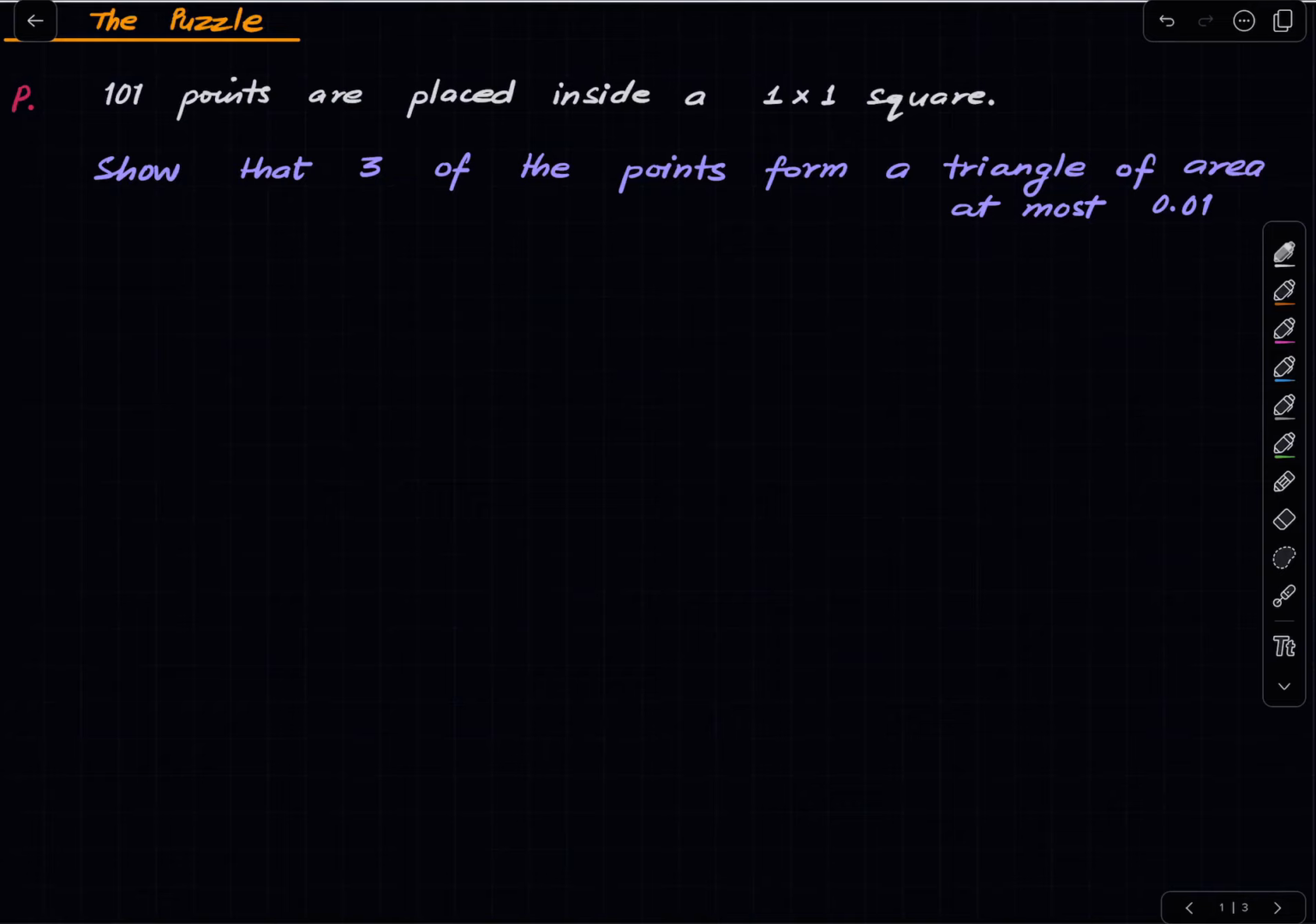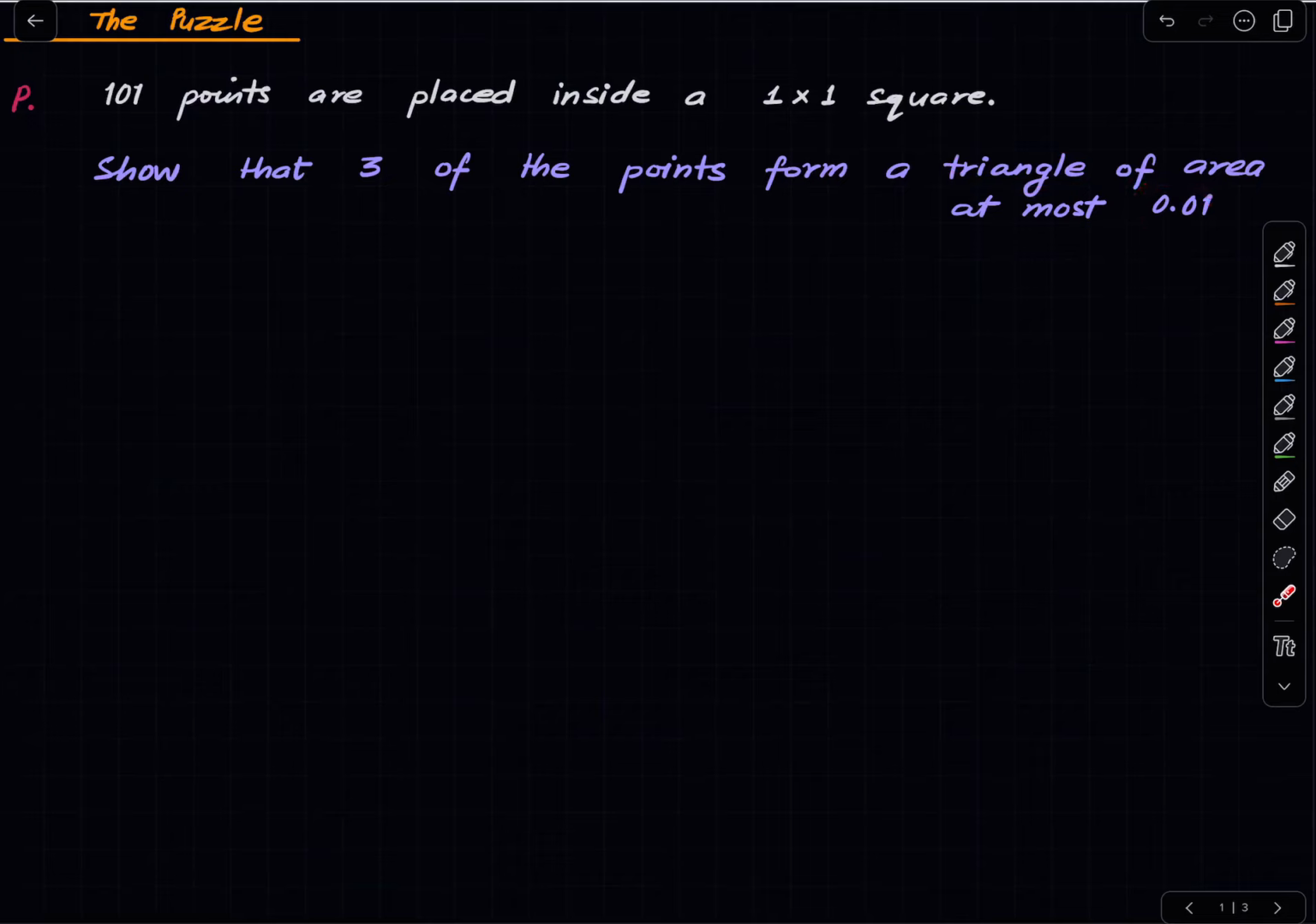Here is the problem. We have 101 points. 101 points are placed inside a 1 cross 1 square. So the square has length and breadth 1 unit. We want to show that 3 of these points form a triangle of area at most that much.